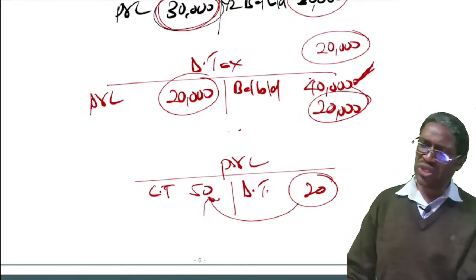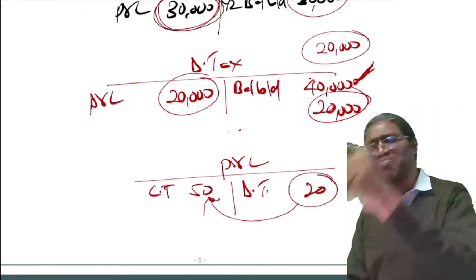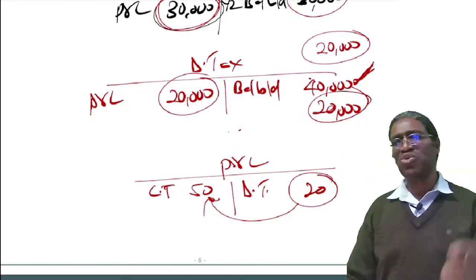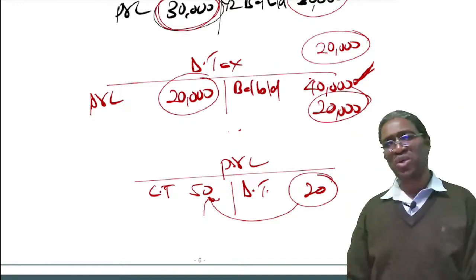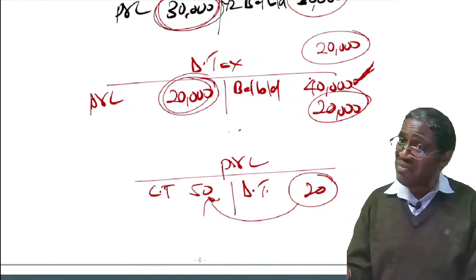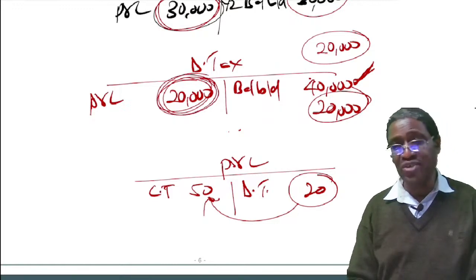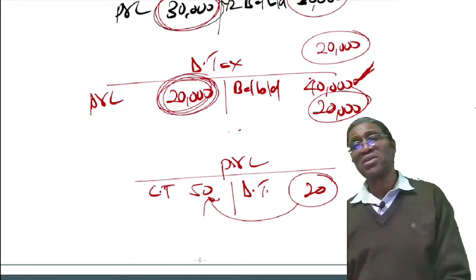If the question tells us deferred tax is to be reduced by 20,000, then you come and debit, because deferred tax is a liability. Reduce it, you debit. You will debit deferred tax by 20, which means you credit P&L.